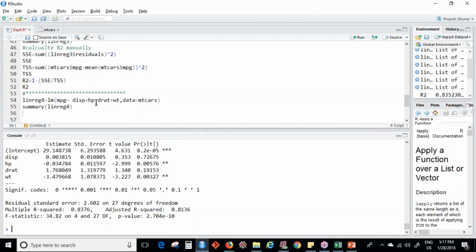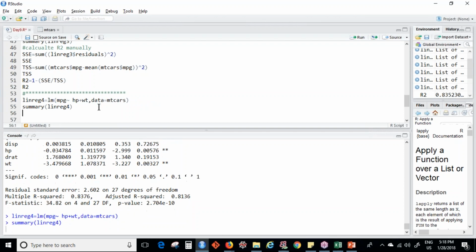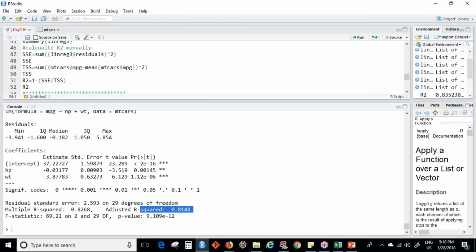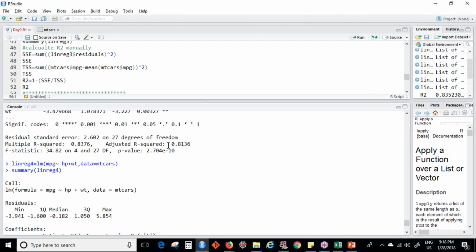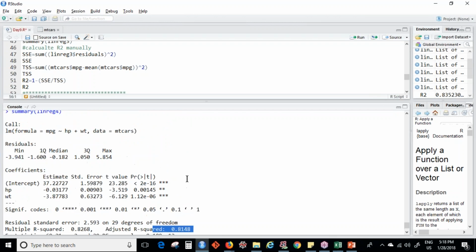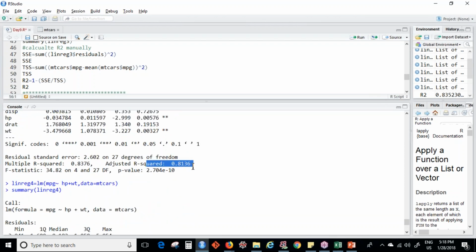Okay, so let me remove this, and let me remove this. This is my linear regression 4. I'm getting 81% adjusted r square, which is quite good. So here I was getting 81.36. See, it increased now. 81.48. Previously I was getting 81.36.